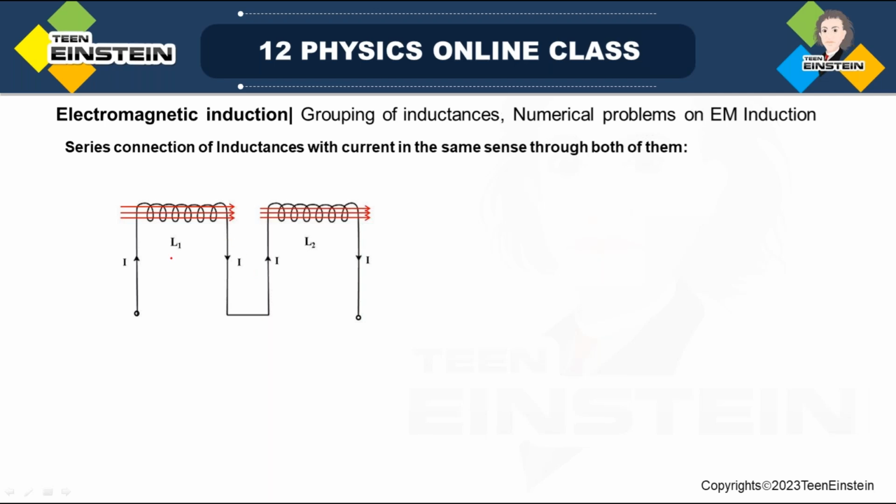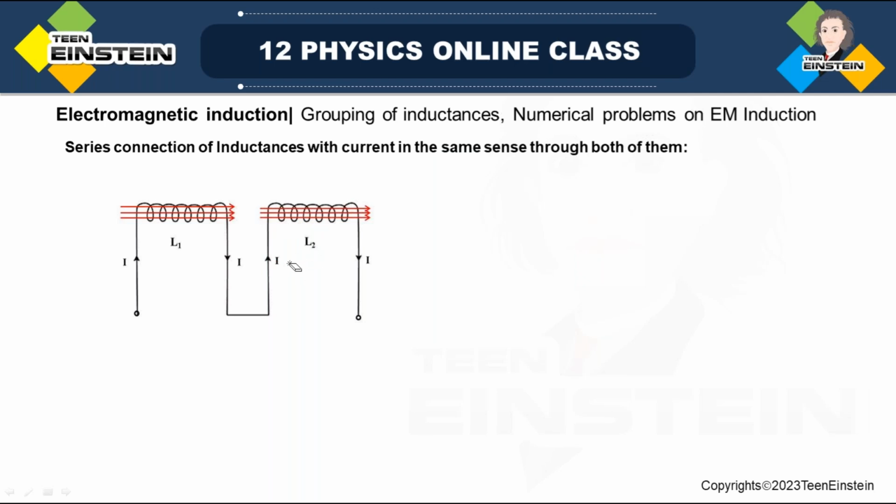In one way, the inductor coils are connected in such a way that the current in both is flowing in the same sense. Look at this: current goes from here through the coil and comes out like this, and it goes like this, and again through the coil like this and comes out like this. So the current is flowing in the same sense. This is one type of series combination.